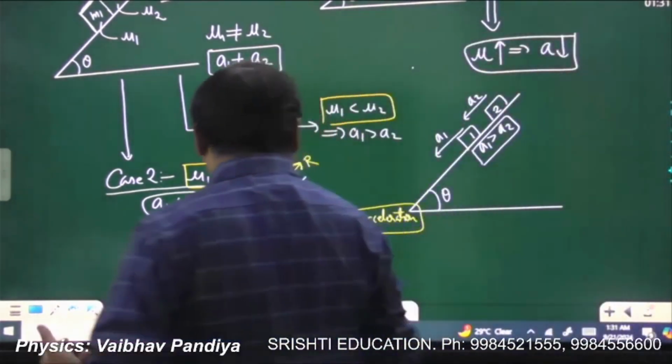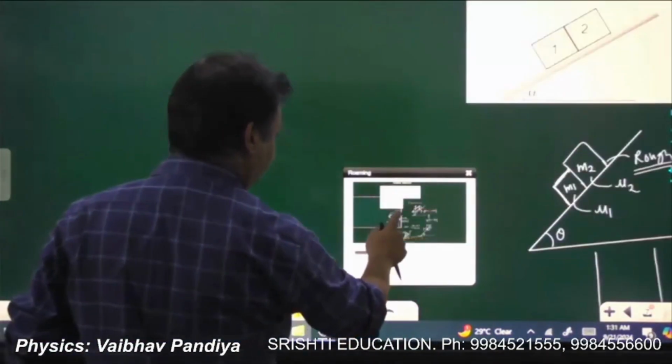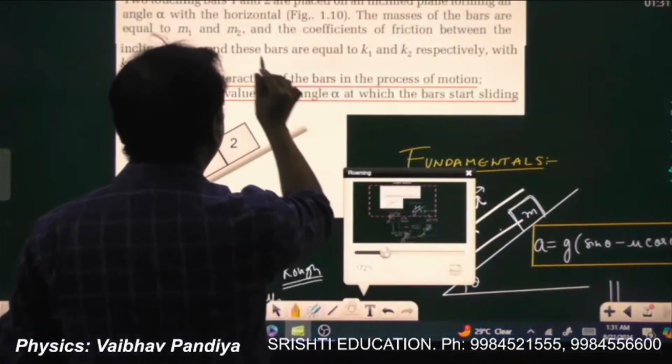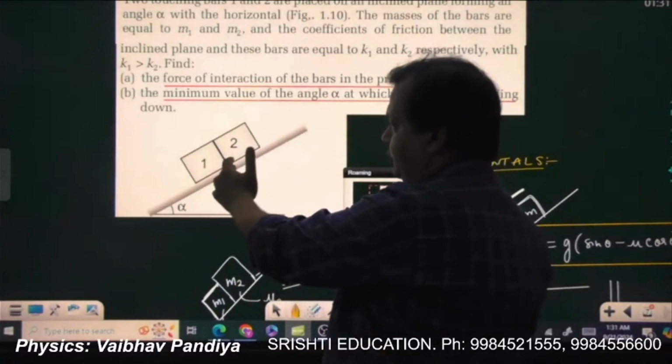Okay, now let's see what is the subject of the present problem. In the present problem, we are being told that k1... in this problem, instead of mu, in Irodov it is given k.